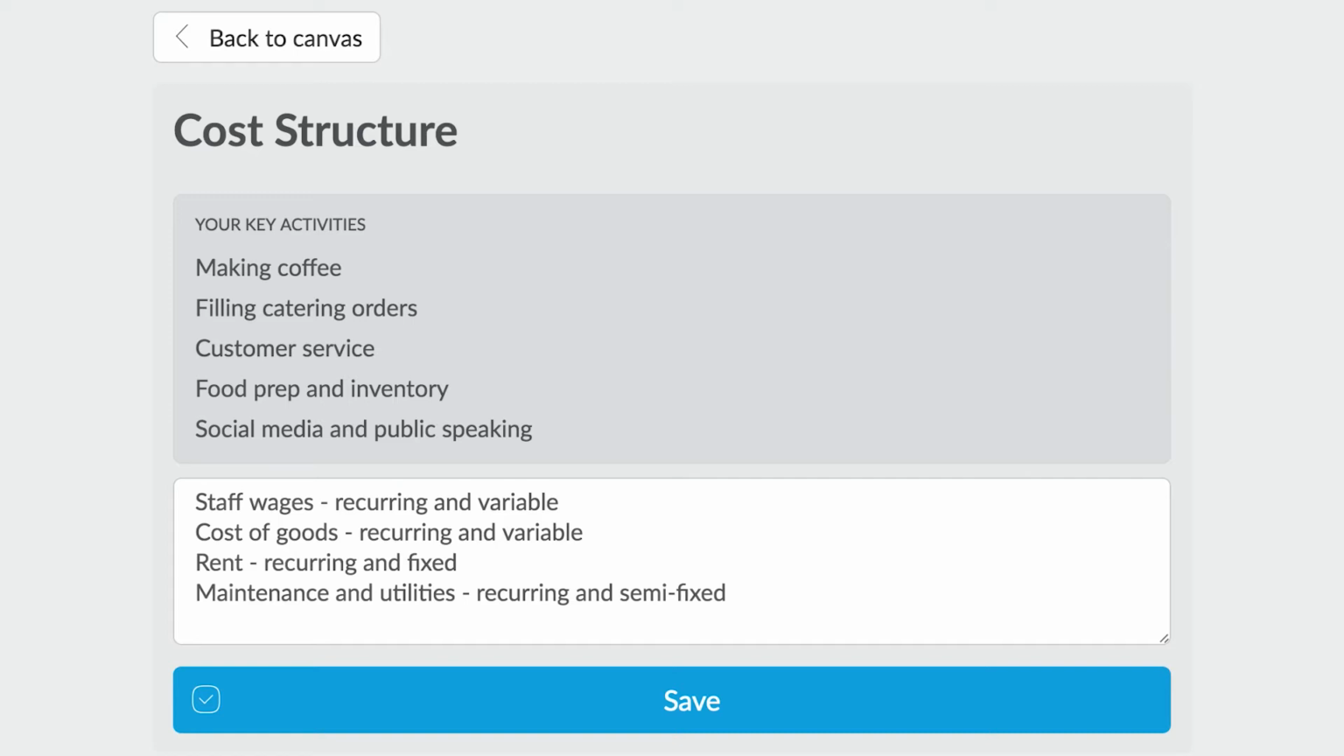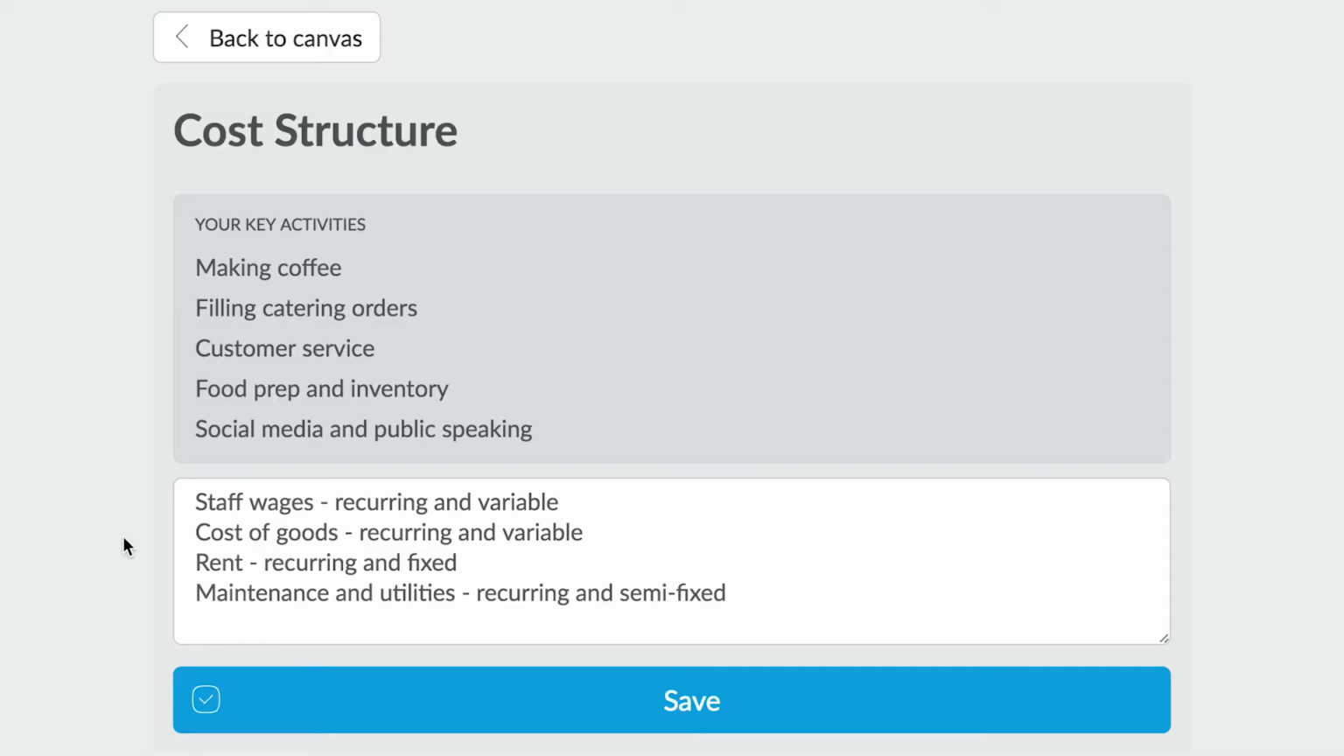Fortunately, these are what we call a variable cost. So if we sell twice as much coffee, we're going to go through twice as many beans, but that's okay because it's twice as much revenue in the door. Rent is going to be a big one. This is a recurring cost and it's a fixed cost. So we're going to pay the same amount for rent every month, irrespective of how many people we get.